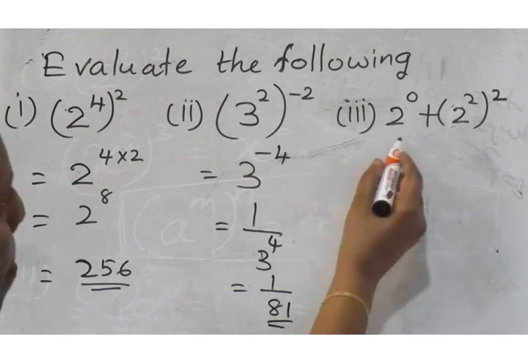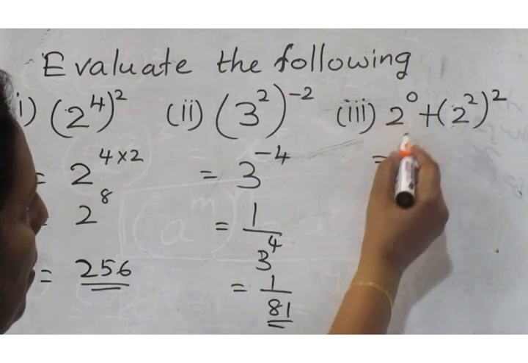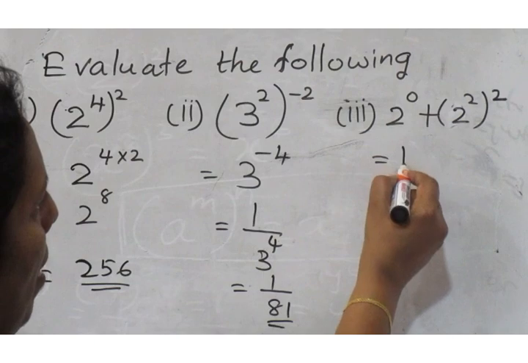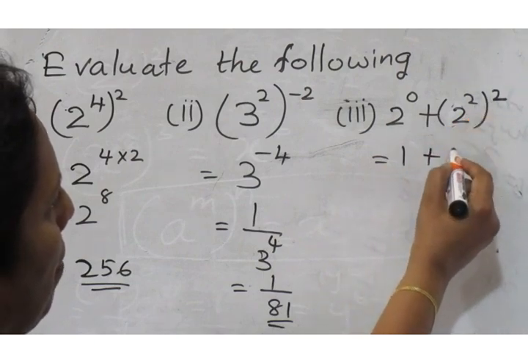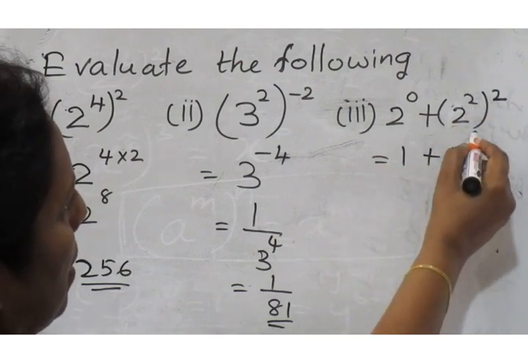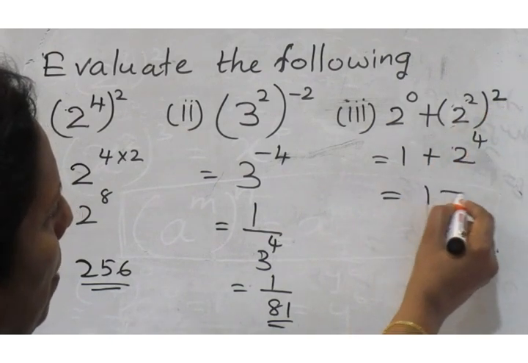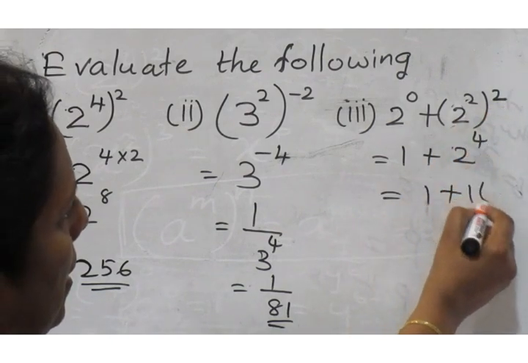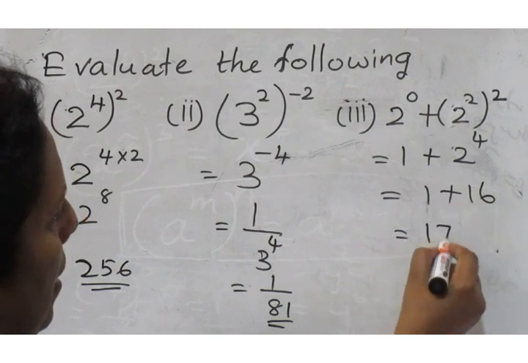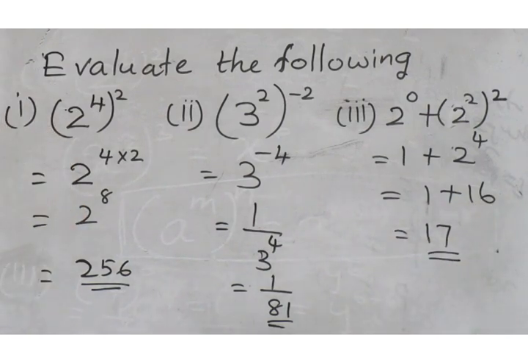Now see the third one. The 0 index of 2 is 1. Here power over power, 2 to the power 4, 2 into 2, 4. 1 plus 2 to the power 4 is 16. Then the answer is 17.